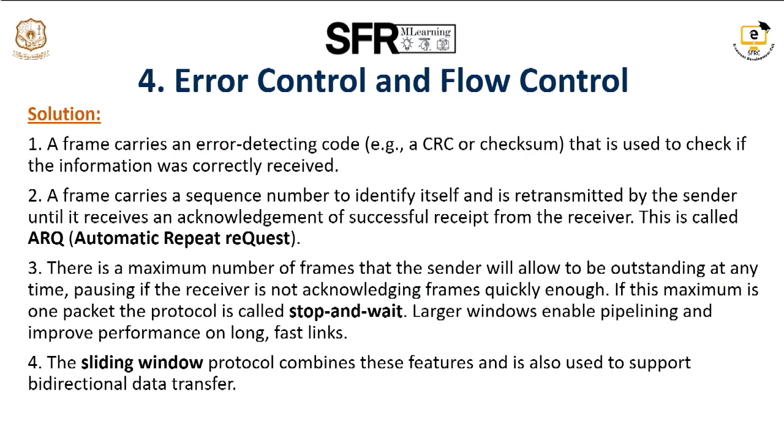Third one is there is a maximum number of frames that the sender will allow to be outstanding at any time, pausing if the receiver is not acknowledging frames quickly. If this maximum is one packet, the protocol is called stop and wait. Larger windows enable pipelining and improve performance on fast and long links. Last one is the sliding window protocol. This combines these features and is used to support bidirectional data transfers.